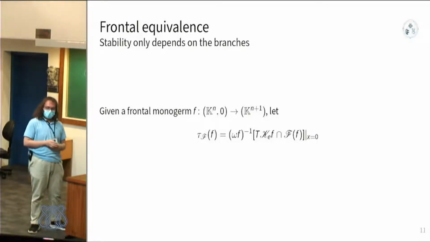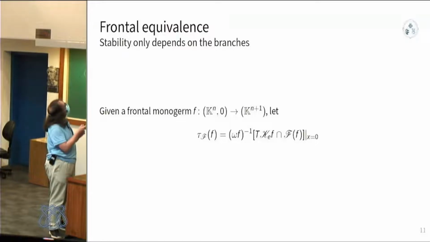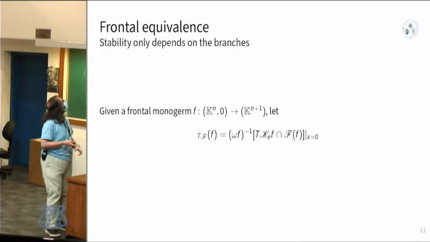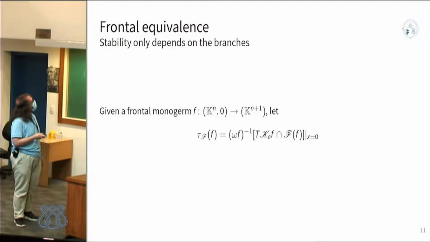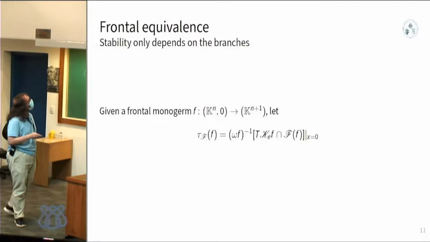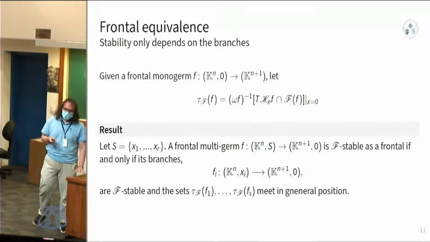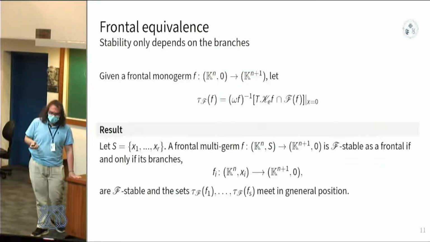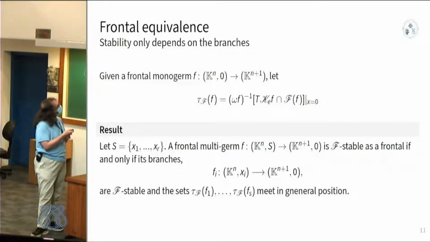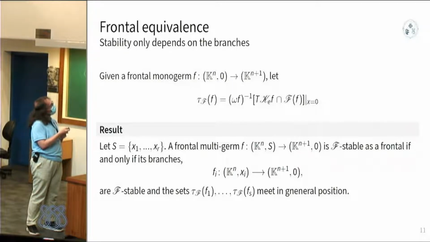Up until now, we have discussed monogerms. Also, here there should be a 0. But given a frontal monogerm F, we define this space. And now we say that a frontal multigerm is stable as a frontal, or F-stable. This is redundant with this.